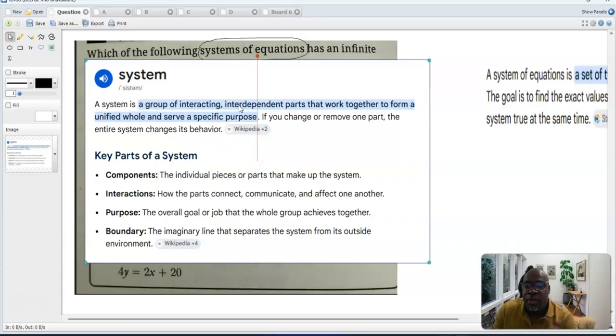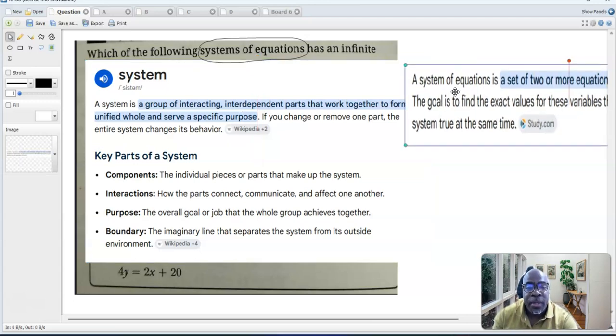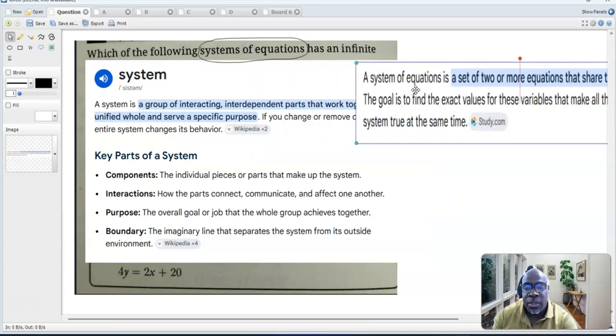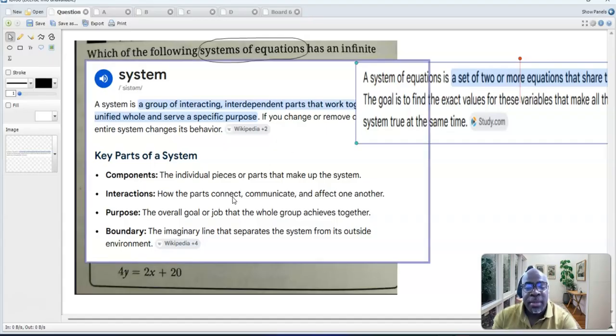Now, key parts of a system. Components: the individual pieces are the parts that make up the system. So we have the individual equations that make up the system of equations. Interactions: how the parts connect. So they share the same what? Look at the definition again. They share the same variables. So they connect by sharing the same variables. Purpose: the overall goal or job that the whole group achieves together. So they intersect. They're working together at that same point.